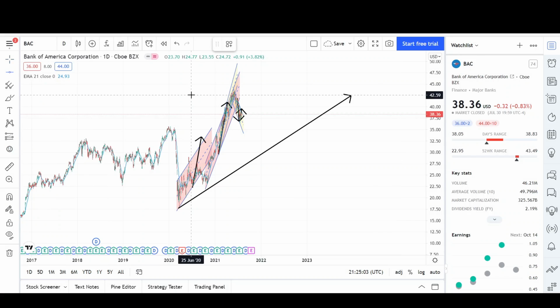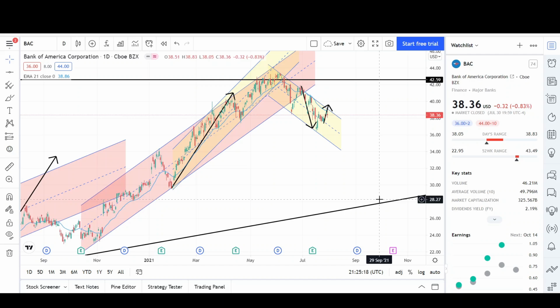There you go. So I just showed you how accurate these measured moves are. They're not perfect, but they show a good location for price to reach or reverse. So previously, Bank of America was in an uptrend. Most of the price bars were above the EMA. The EMA is pointing up. We were inside the channel, and then the measured move was reached.